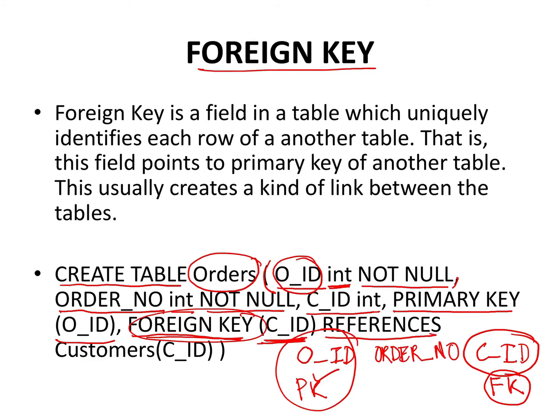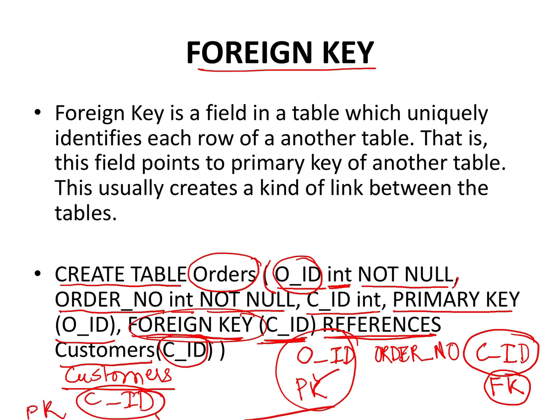I have said make CID a foreign key, and I also mention where it is referencing. So REFERENCES, where does it refer? It refers to the customers table and CID there. So there is another table, the customers table, and in that customers table there is CID, and this CID is the primary key there. This CID is going to be referred to by this foreign key. We have done the schema diagram, remember?